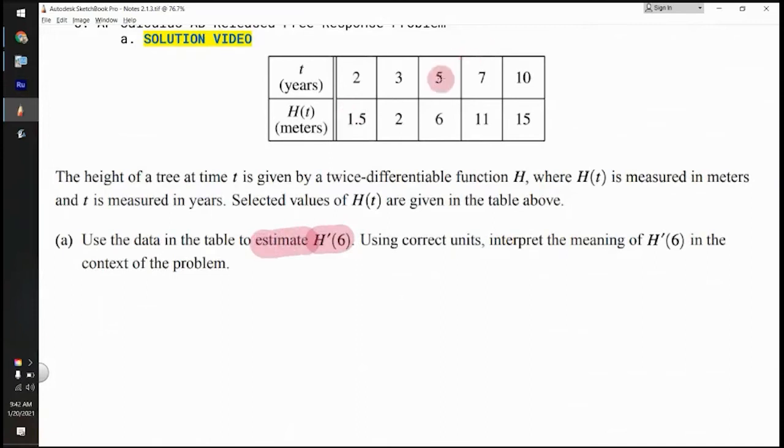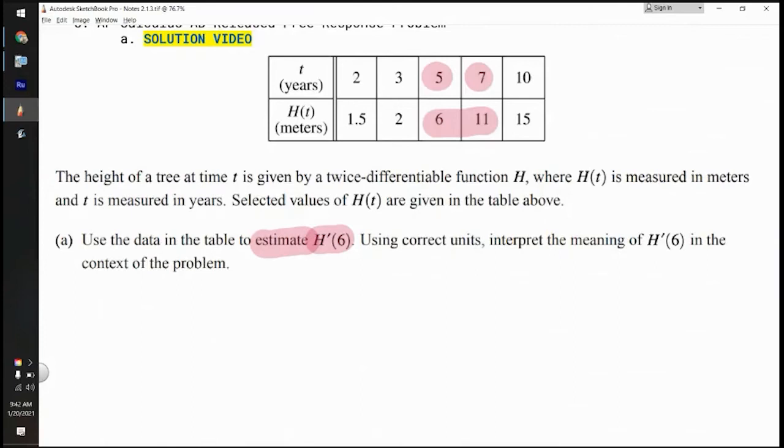So h prime of 6, well, 6 is between 5 and 7. So you're just doing the slope there between those 2 points. It's going up for both of them, so it's going to be 5 over 2. Now it says using correct units, interpret the meaning. That's actually unit 3, so we're not going to worry about that right now.